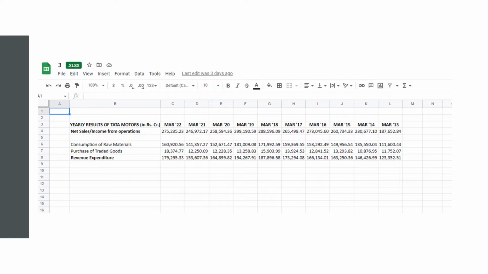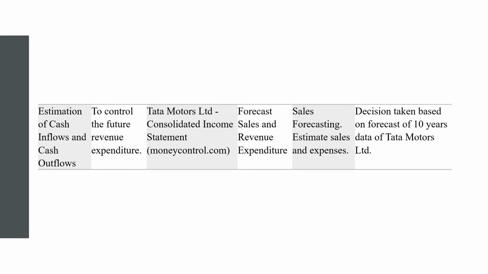You can see in this chart, you will be given the net sales, that is income from operations, what is the consumption, what is the purchases. All this information is given. Usually it is the replica of the trading account. So our aim is how we are able to control the future revenue expenditure. That is the aim of that one.